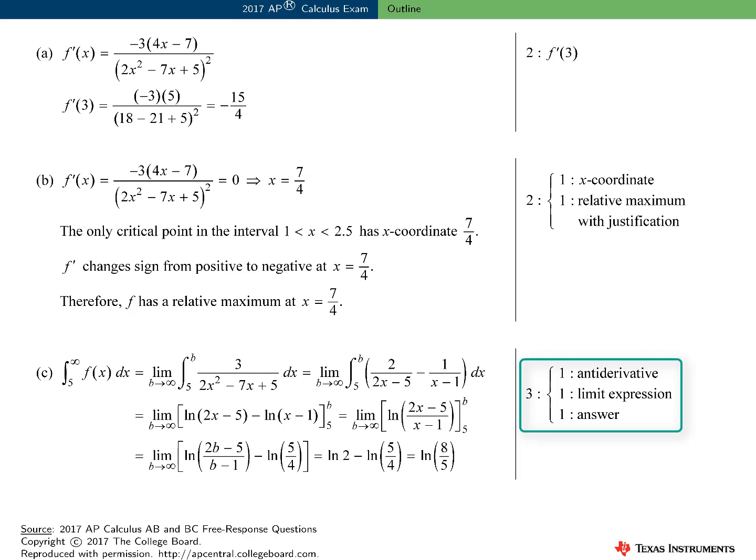Part C was worth 3 points. 1 point for finding an antiderivative, 1 point for using a limit expression appropriately, in general either attached to an integral or antiderivative. For example, here or here. And 1 point for finding the final answer.